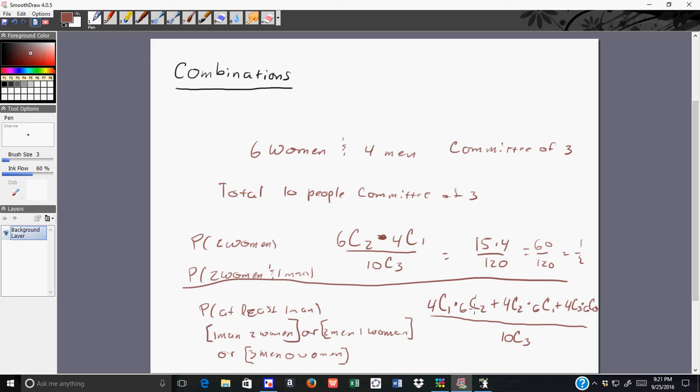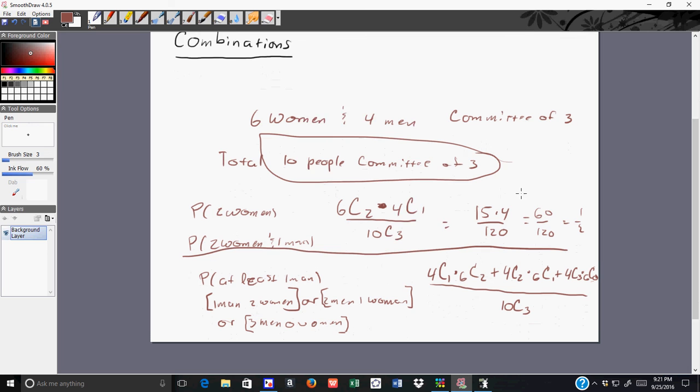Now 4 choose 1 times 6 choose 2 is 1 man. I have 4 men, I'm choosing 1. And I have 6 women, and I'm choosing 2 of them, because 1 plus 2 is 3. Or I have 4 men, I'm choosing 2, and I have 6 women, I have to choose 1. Or I have 4 men, I'm choosing 3, and I have 6 women, I'm choosing 0. And I have to divide that all by 10 choose 3 because that's what I'm doing.